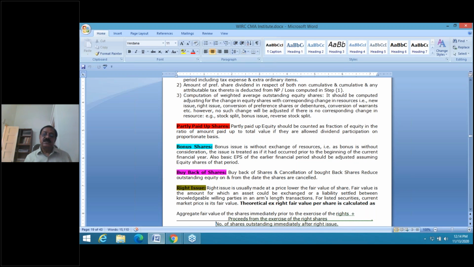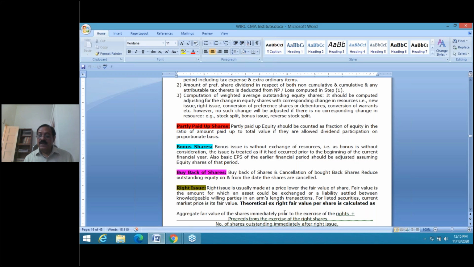Buyback of shares is a reduction, a cancellation. So in buyback, there will be an outflow of the resources of the company. So profitability will reduce. So you will deduct it from your weighted average number of shares, taking the time period.